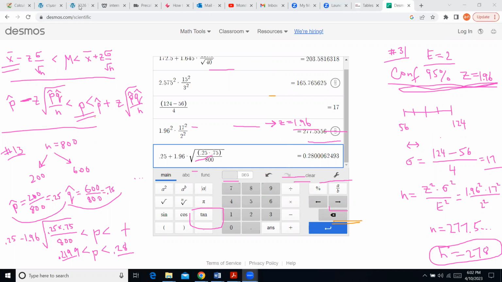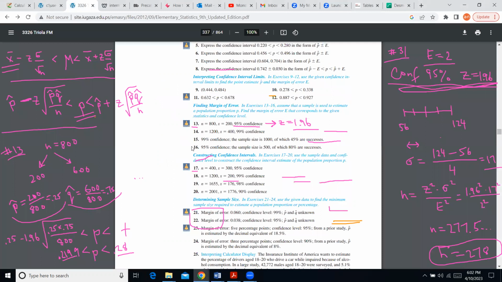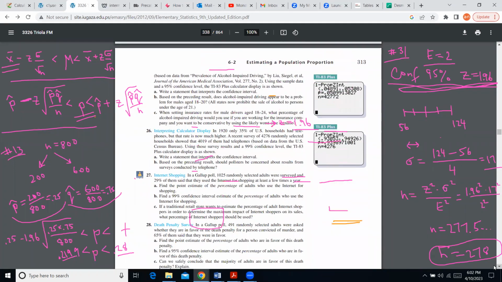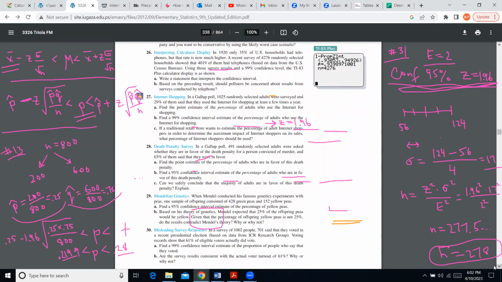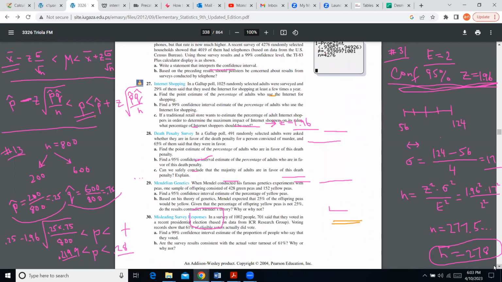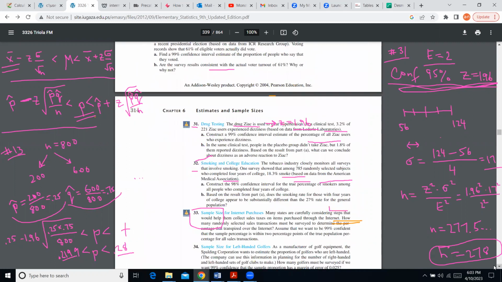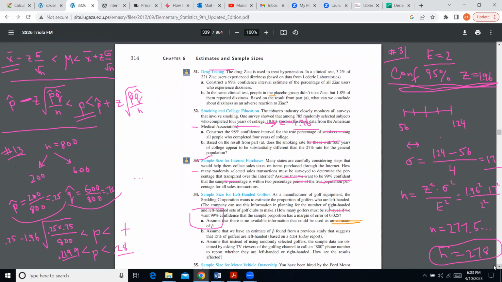I hope that you can see that these problems are in a way very, very similar. Why don't I do one more without making up the story, just taking the exercise from the textbook. So how about exercise number 31, the drug testing, that wants us also to produce a confidence interval. So I'm looking at exercise 31.